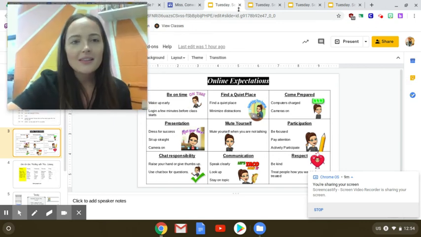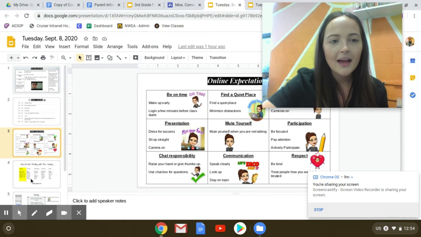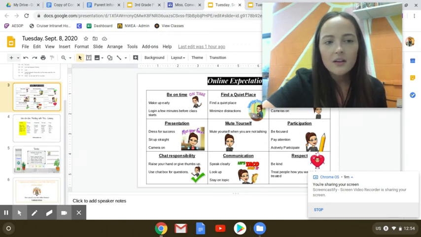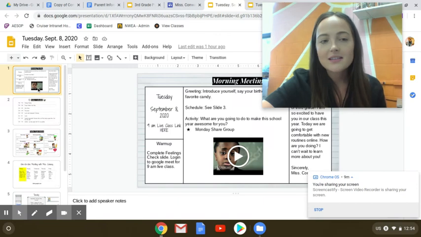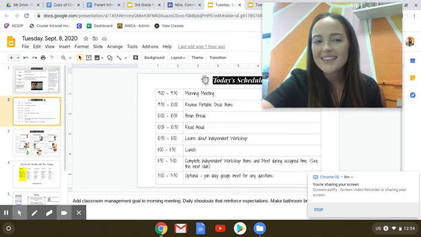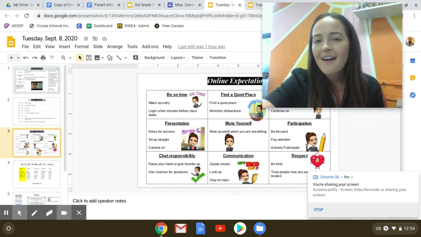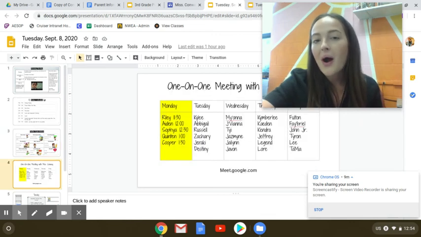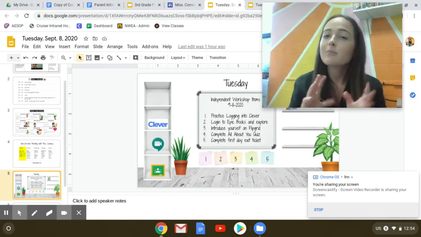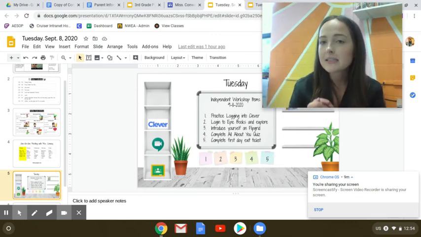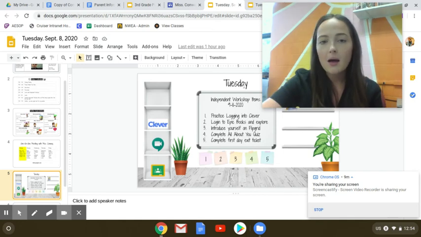So like you see down here, this will be what we do when we are in synchronous learning. We'll go over our morning meeting, our agenda for the day, online expectations, review our groups, and then we'll touch base on what they're going to be doing during independent workshop time. Independent workshop is always going to look like this with the day up top.